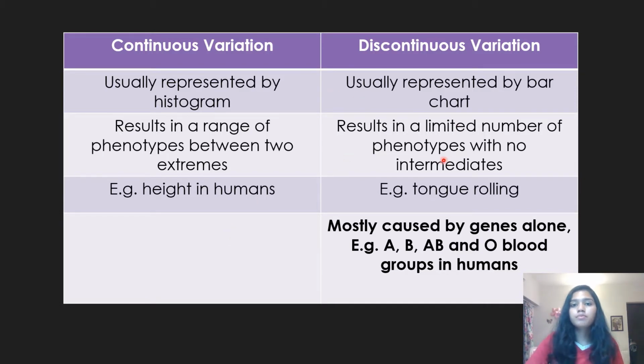Discontinuous variation is basically a number of phenotypes with no intermediates. So what does that mean? Tongue rolling, okay? You would either roll your tongue or not roll your tongue. I can roll my tongue. So you can either do it or not do it. It's a yes and no kind of situation. And it is mostly caused by genes alone.